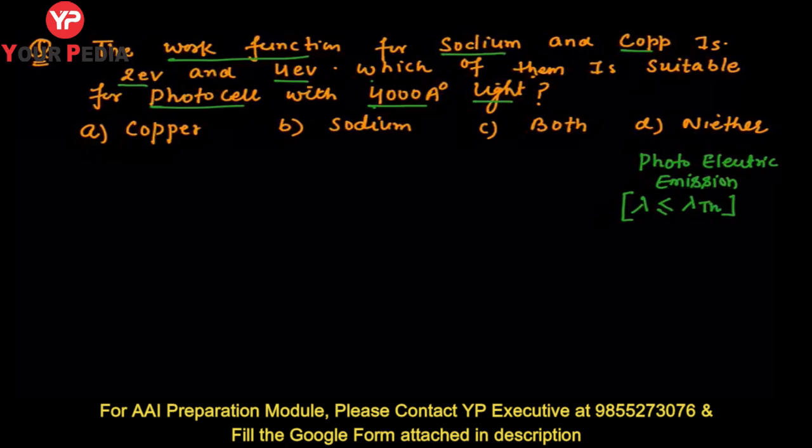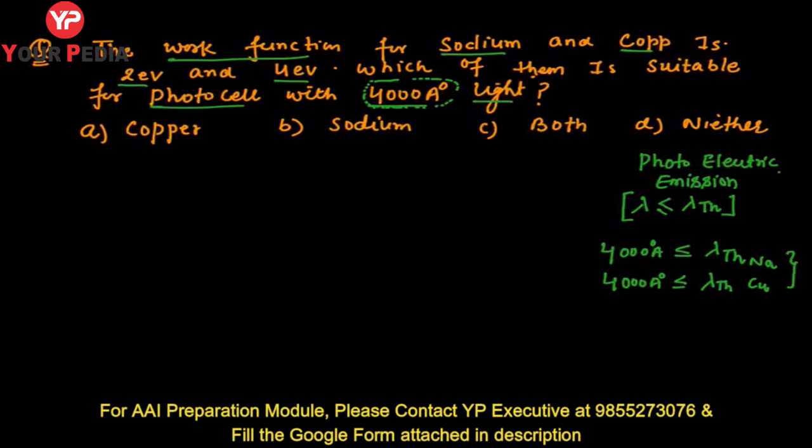Now listen, we have a light of wavelength 4000 angstrom. It means I need to check whether 4000 angstrom is less than or equal to lambda threshold of sodium, or whether 4000 angstrom is less than or equal to lambda threshold of copper. Whichever of these two, or both, satisfies the photoelectric emission condition, that will be the suitable material. Fine. Now students, first we will calculate lambda threshold for sodium.